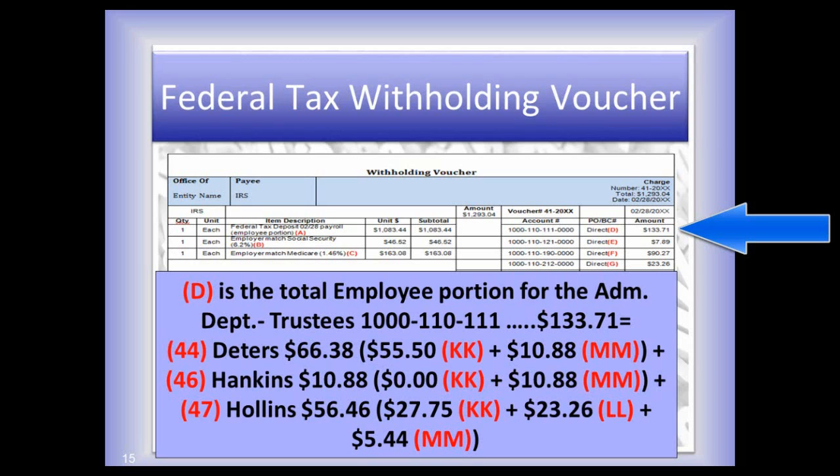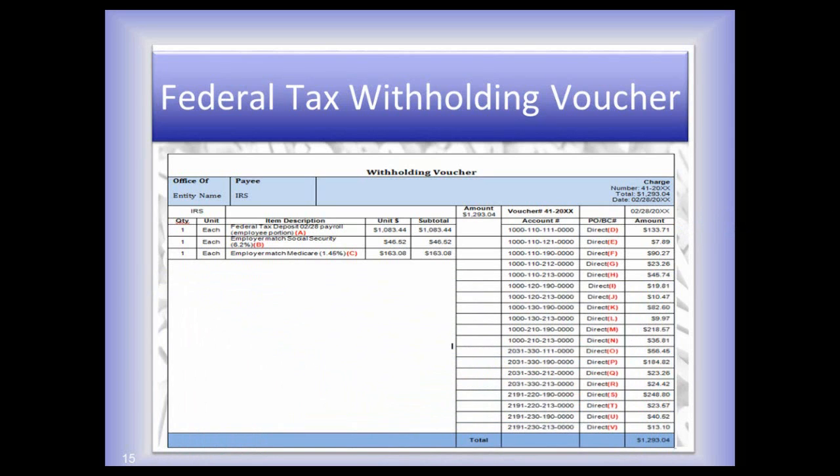You might notice that those are only half of Mr. Hollins's federal, Social Security and Medicare. That's because this trustee is split up between the general fund and the road and bridge fund, which is 2031. So we'll see his amounts again later on.